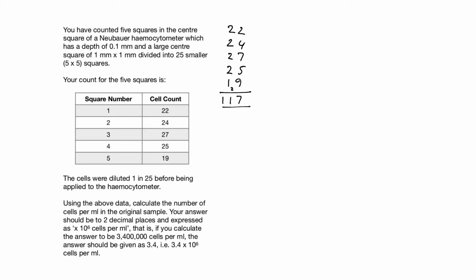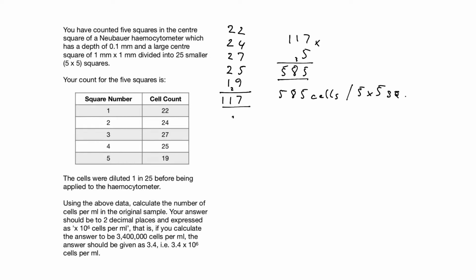Now we've only counted 5 squares out of the 25 in the central square, so we need to multiply this number by 5. So we take 117, multiply it by 5. 5 by 7 is 35, so 5 carry the 3. 5 by 1 is 5, add the 3 gives us 8, and once 5 is 5, so the answer is 585 cells. So in the 25 squares there would be approximately 585 cells.